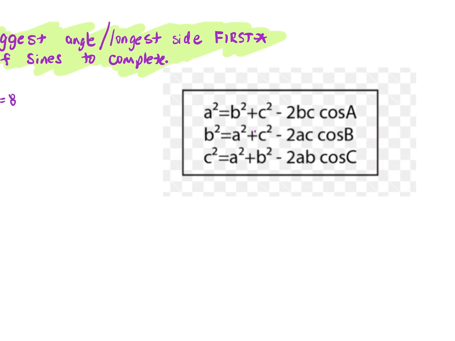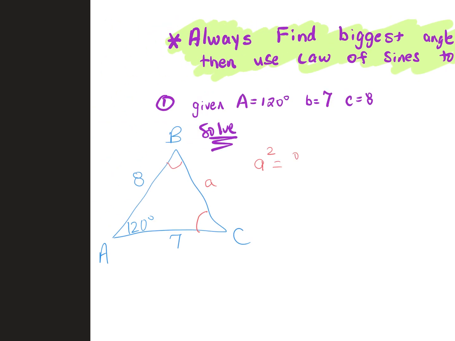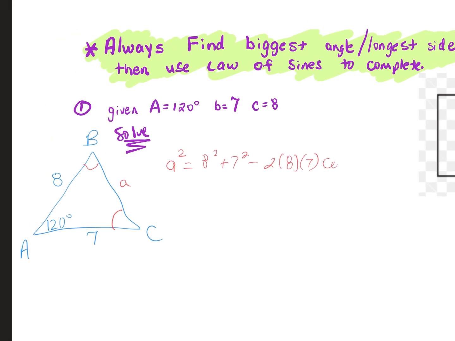So I'm going to say the other two sides. So I'm going to say 8 squared plus 7 squared minus 2 times 8 times 7, right? All the sides that I know, times the cosine of 120. Now, guys, I need you to be really careful here. Some of you are going to try and put the whole thing in your calculator, and it's going to work out for you. Some of you are not.